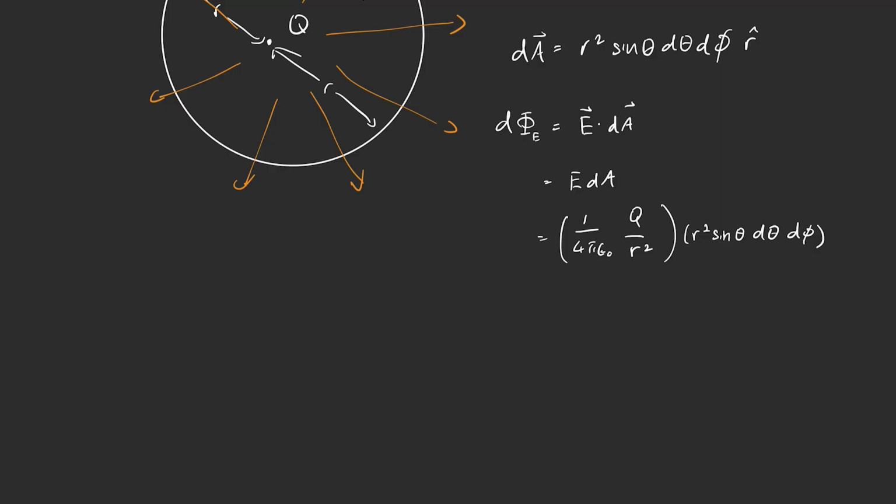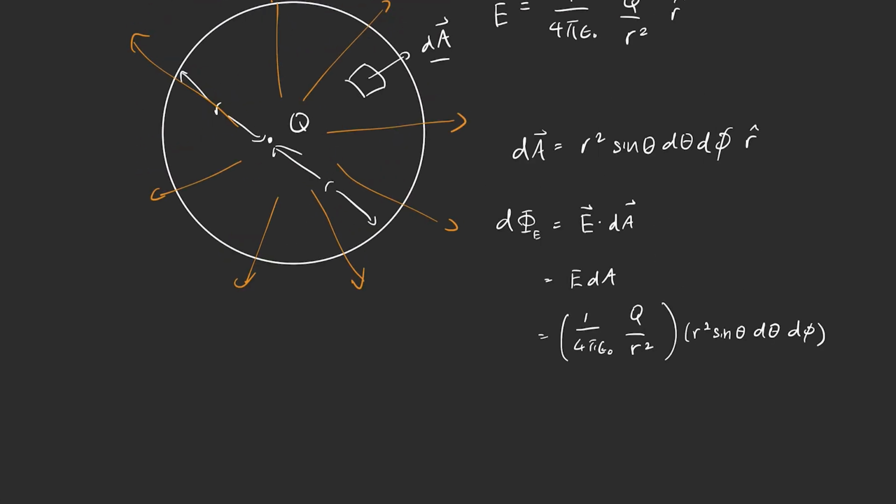Note that we can drop the dot product because dA points in the same direction as the electric field. So if we look at the definition of the dot product, it would be cosine of theta, which is 0, and cosine of 0 is 1. So that's how that comes.